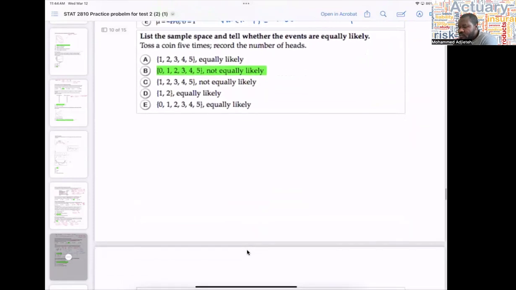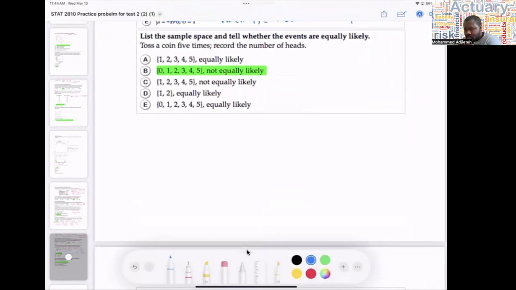Okay. Let's do this. We are told that we should list the sample space and tell whether the events are equally likely. Okay, let's do that. Toss a coin 5 times and record the number of heads. So let's get the sample space first. What are we recording? We are recording the number of heads.